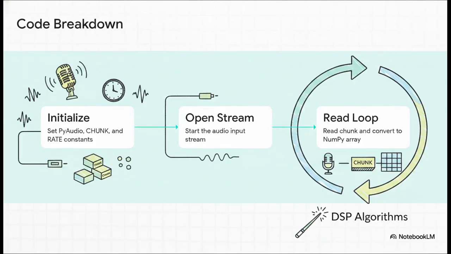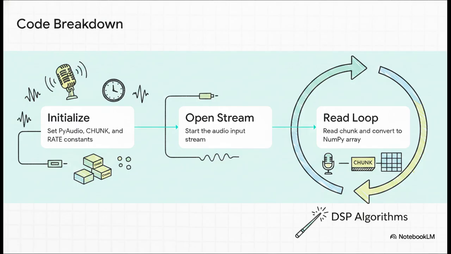Let's step through the logic here so we can truly grasp how that raw microphone data flows. First, we initialize PyAudio and define our constants, crucially, our chunk size and our sample rate. This is basically telling the system how much audio to grab at once and at what quality. Second, we open the audio stream, linking our Python script directly to the microphone.